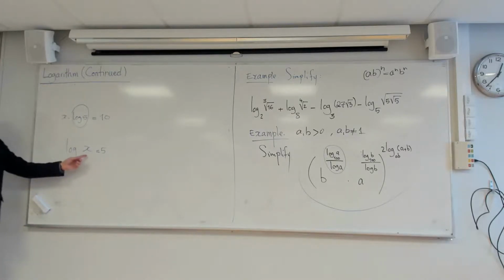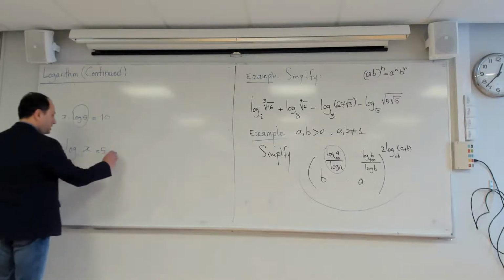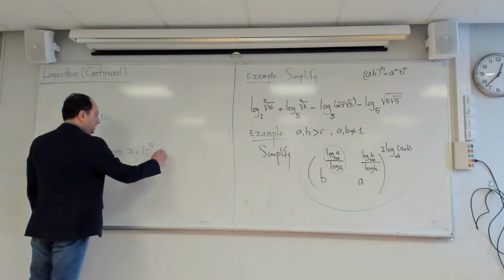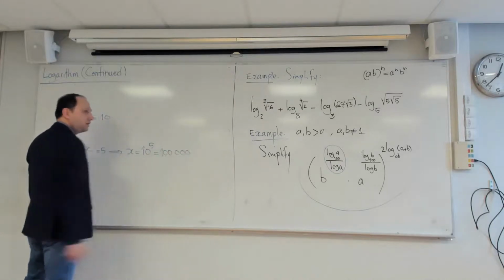But I don't need to teach it to you. Every one of you knows about that. What's x? 10 to the power of 5, which is 100,000. So this means that x is equal to 10 to the power of 5, which becomes 1 with 5 zeros, 100,000. Yes?